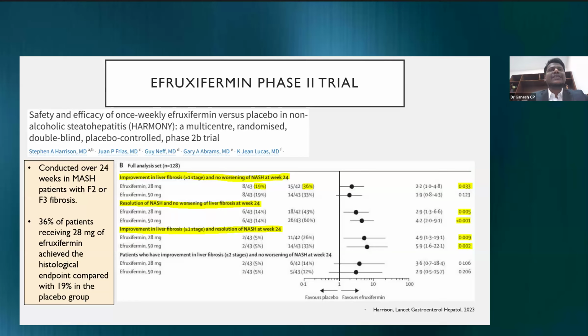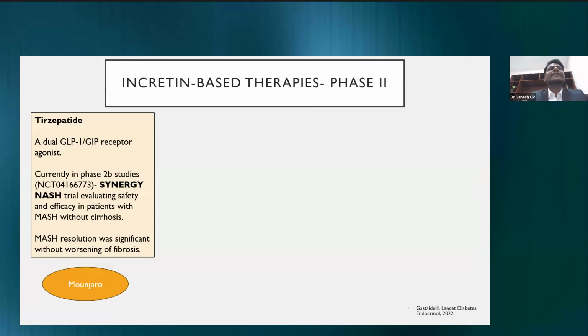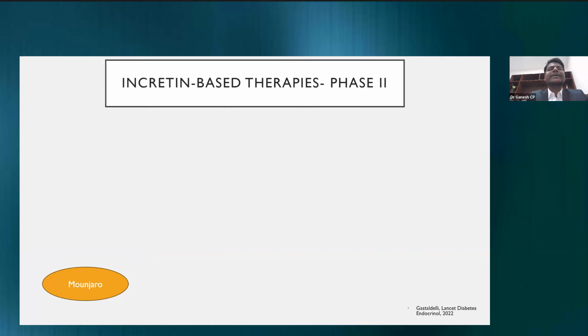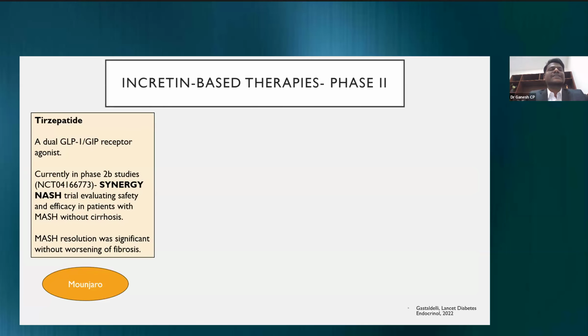Once it clears the phase 3 trial, this drug also will be approved for the treatment of MASLD. Another famous drug is tirzepatide, also known as Mounjaro, which is an FDA approved drug for obesity, but still not approved for the treatment of MASLD, obesity and fibrosis. It has cleared the phase 2 study. Both drugs, Mounjaro and efruxifermin, have cleared the phase 2 study and have entered phase 3 studies. Once they clear the phase 3 study, they might also be approved by the FDA.